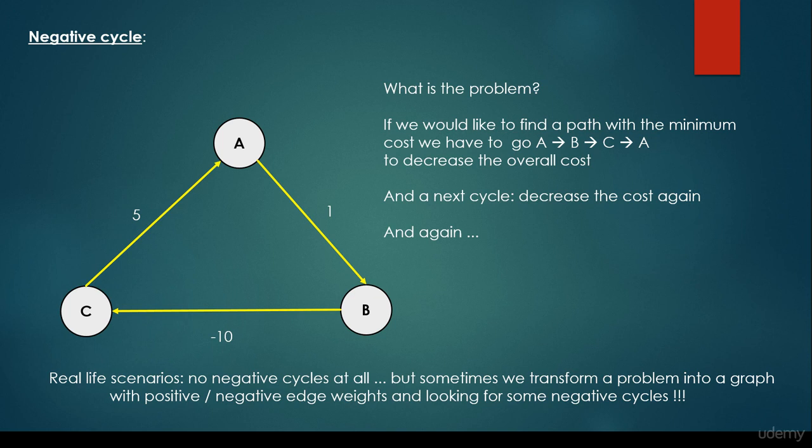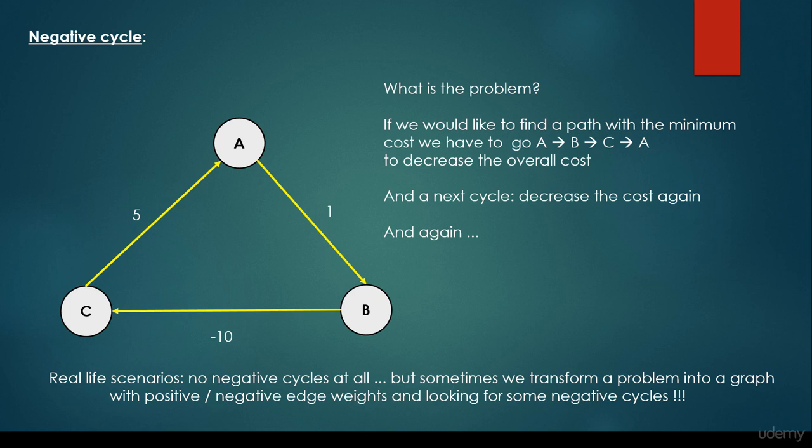And if we are looking for the shortest path, the minimum path, of course, the algorithm is going to tell us that we have to make an infinite loop in this negative cycle. So basically that's the problem. In real life scenarios, of course there are no negative cycles. For example, for Google Maps, there are no negative cycles because it would mean that you have to take several cycles and it's going to decrease the cost. Of course it's not going to happen.